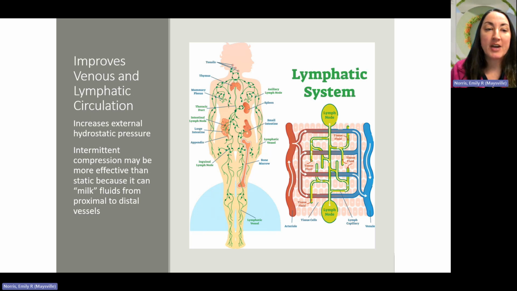So with the lymphatic circulation, the increased external or hydrostatic pressure increases the amount of fluid that is reabsorbed into the lymphatic system and flushed through the body versus just sitting in the tissues. The intermittent compression may be more effective than static because it milks fluid from proximal to distal vessels. Okay, so with the lymphatic system, the thought is it's kind of like a traffic jam.